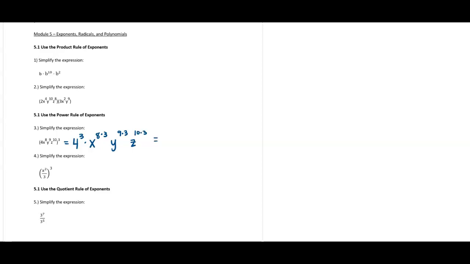And then when we simplify that, 4 to the 3rd power, 4 times 4 times 4, is 64. Then we have x to the 24th, y to the 27th, and z to the 30th. And that would be your answer. Just make sure you remember to give that power to that first guy. For some reason, that one gets forgotten about.